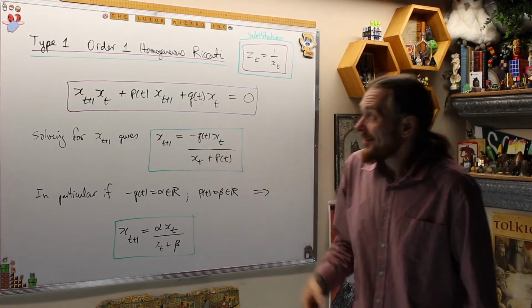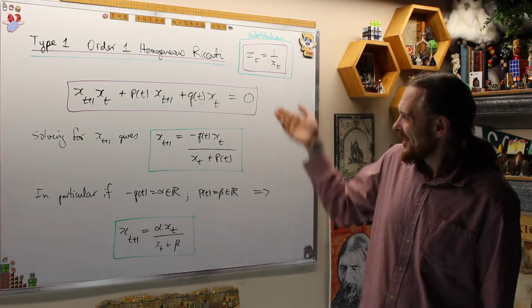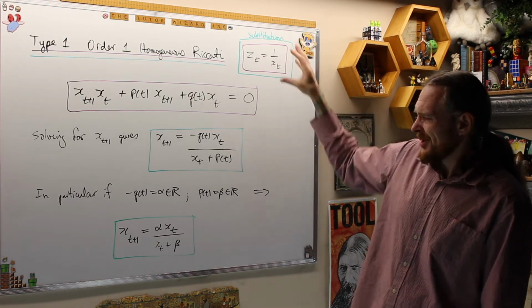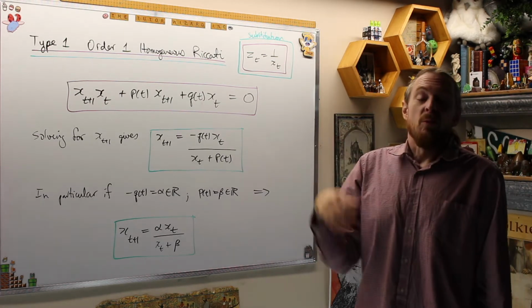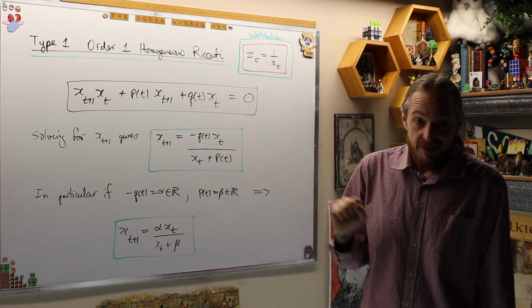All right, type 1 is going to be order 1 homogeneous Riccati equations. Basically, this is the form usually they give you, and then they say use this substitution, and then you're off to the races. Like, I don't quite understand what is going on here. So I claim that this is going to try and rectify some nonlinear difference equations for us.